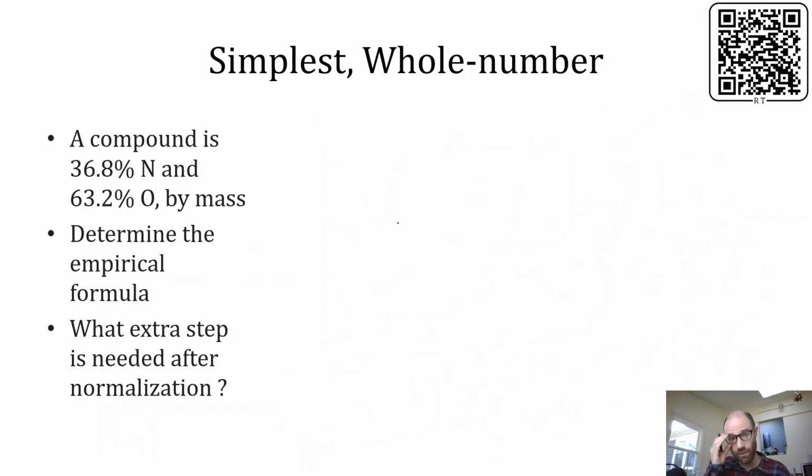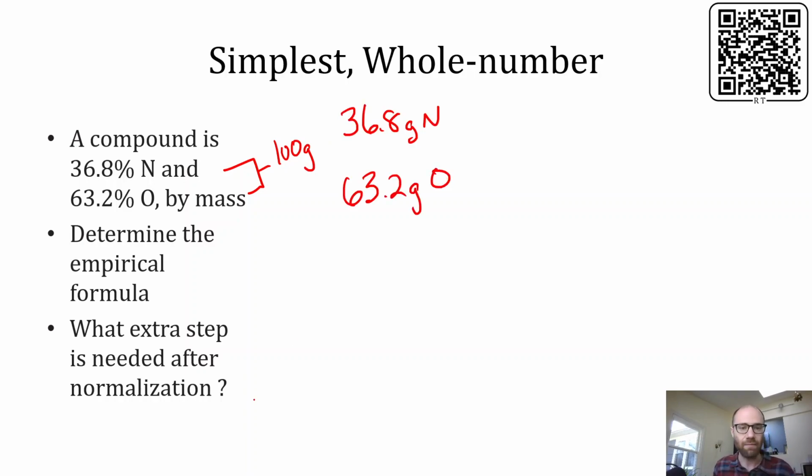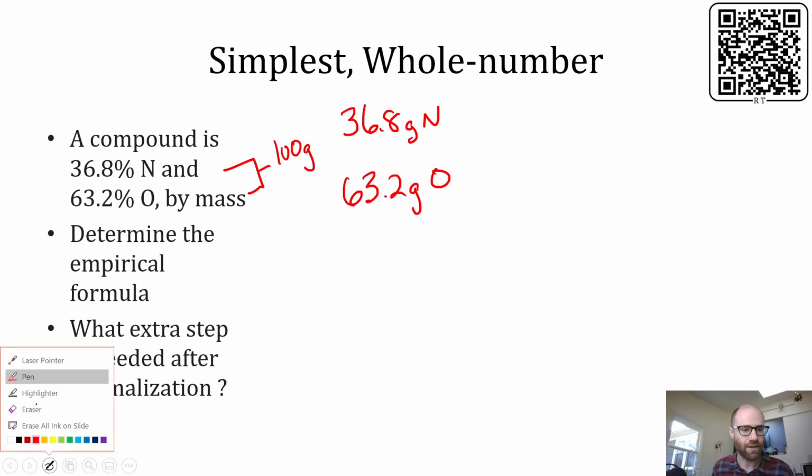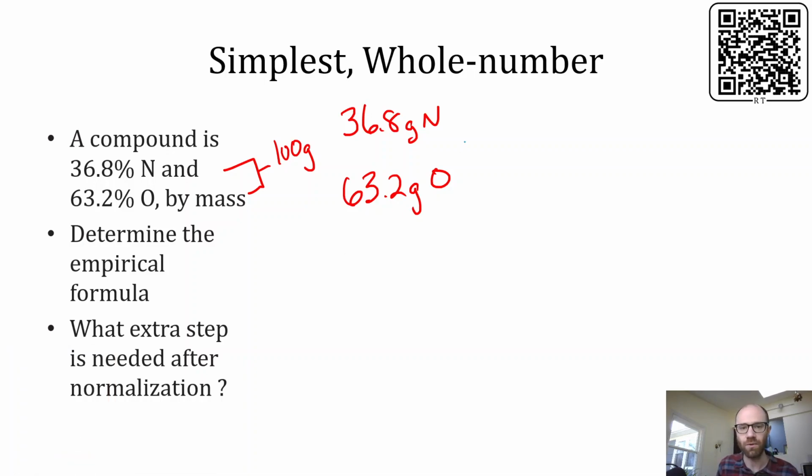There's just one more thing I want to mention. Sometimes you go through this process and you don't really get to a place where you're done. And I'll show you what I mean. Our first step is to assume a 100-gram sample. So our masses are the same number just with grams at the end. Our second step is we needed to convert to moles.